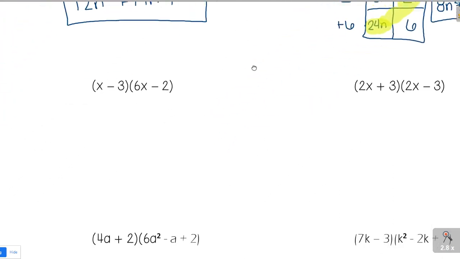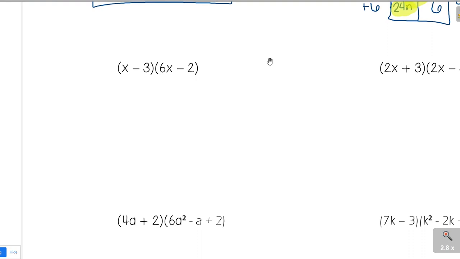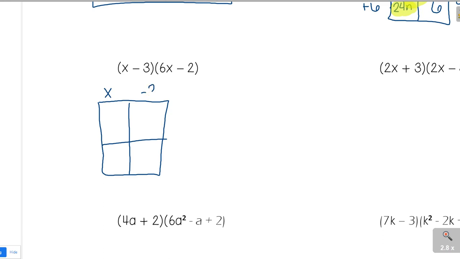Okay, the next one here. Let's do box method. I like the box. It helps organize it. So we have a 2 by 2. So x negative 3 and 6x negative 2. 6x times x is 6x squared.